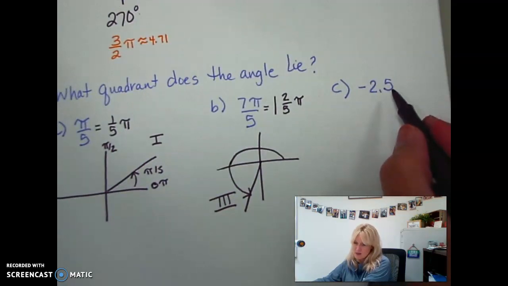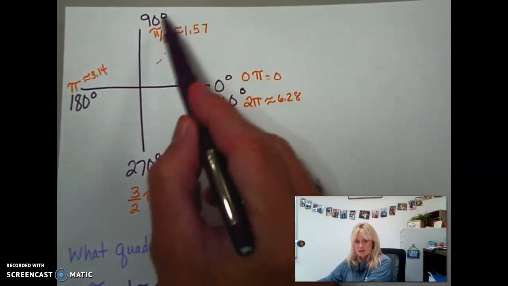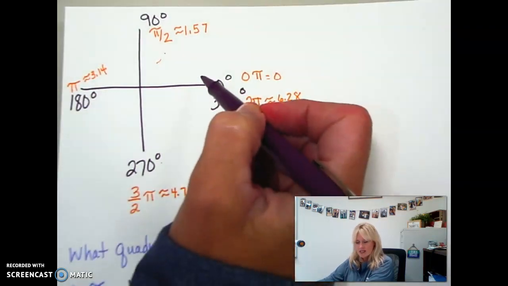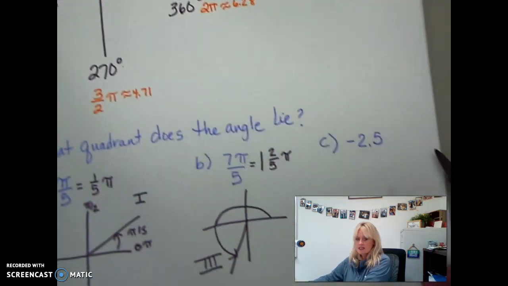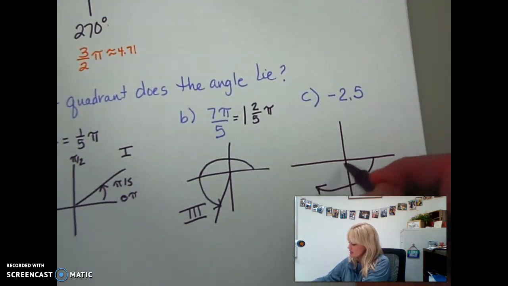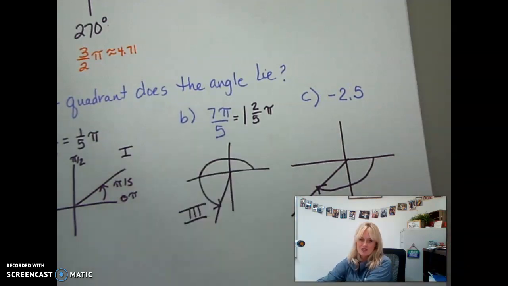Now, there's no pi symbol here. However, is there a degree symbol? There's not. So when we see a number with no degree symbol, we're still talking radians. And those are the radians that I talked about up here, the decimal equivalents. So we're looking for negative 2.5. If I went positive 2.5, it would be somewhere in between 1.57 and 3.14. But I'm going negative that same distance, so negative 2.5 would be the same as me going this direction, not quite to 3.14. So this also is in quadrant 3.